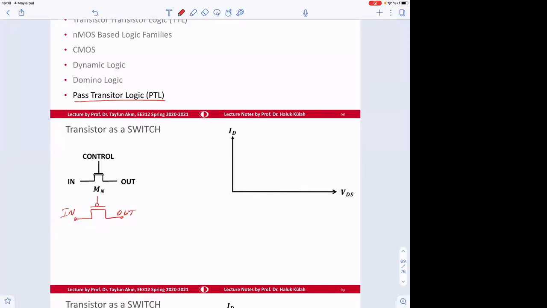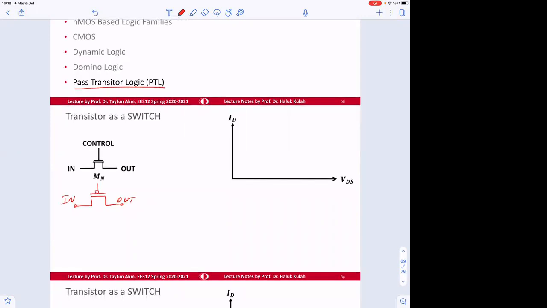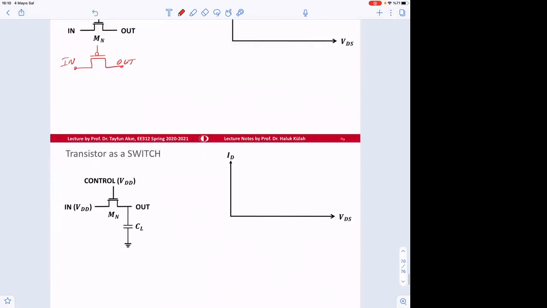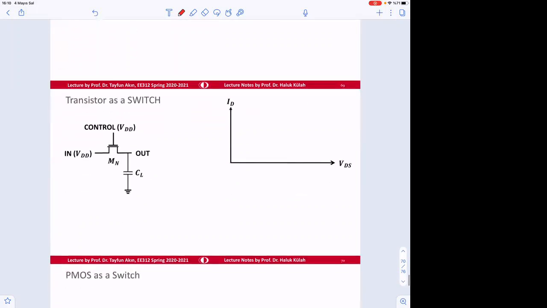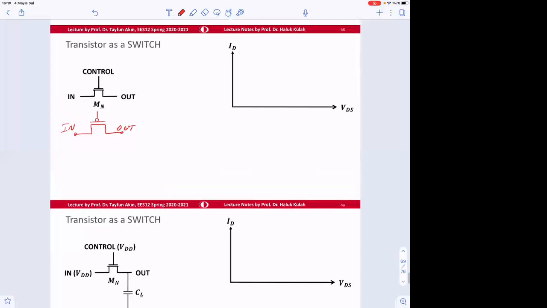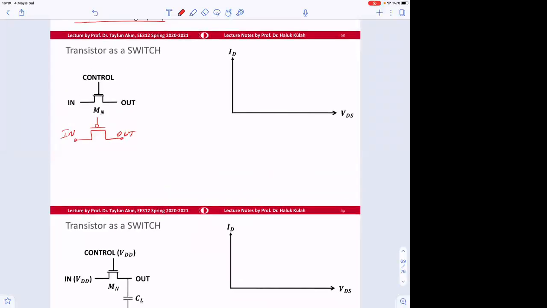In and out. So IDS VDS graph. Why is it given IDS VDS graph? So if the input is VDD, what happens? If the input is 0, what happens? Okay, let me just do it the way that I know.